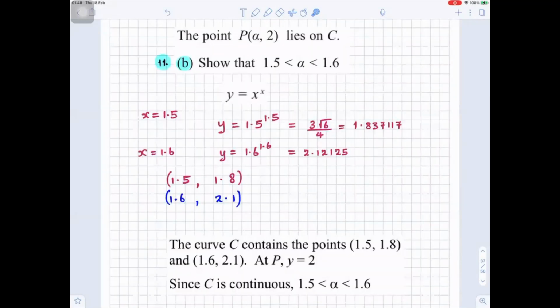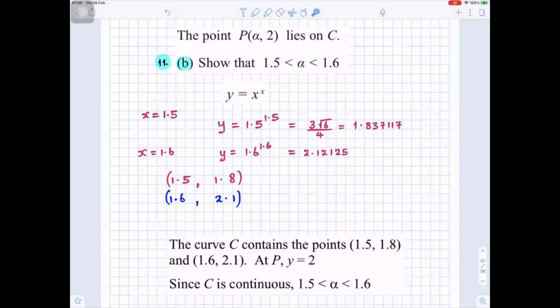The point P, alpha, 2 lies on C. Show that 1.5 is less than alpha, less than 1.6. So we want to sub in x equals 1.5. So put 1.5 there and 1.5 there. We're replacing x with 1.5, and that will give us 1.83. We replace x with 1.6, and that'll give us 2.12.